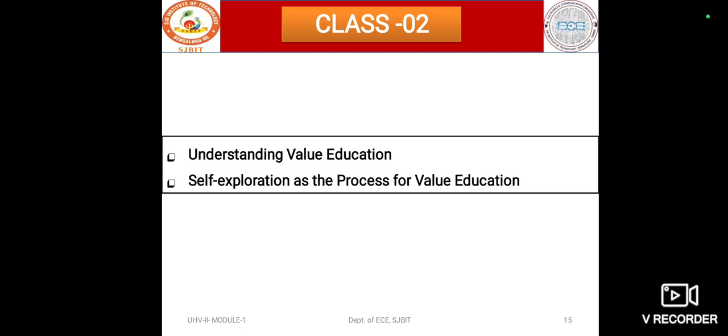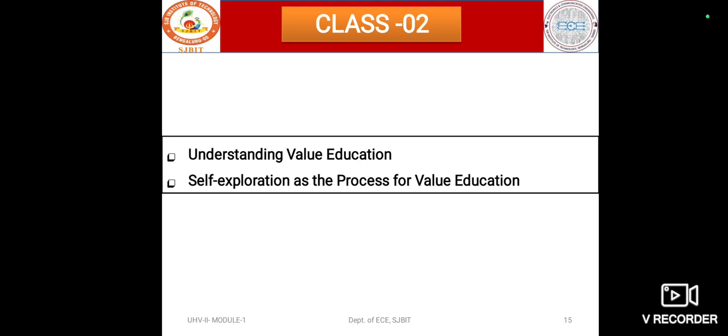The next point is leading to harmony. Finally, value education has to enable us to be in harmony within and in harmony with others. Hence, we live on the basis of these values. We start understanding that it will lead to harmony in us and harmony in our interactions with other humans and the rest of nature.